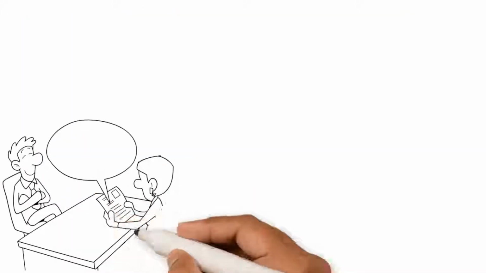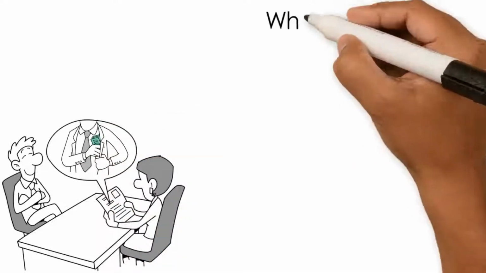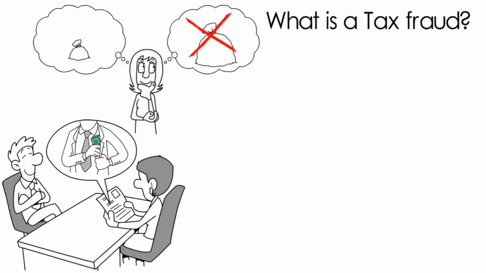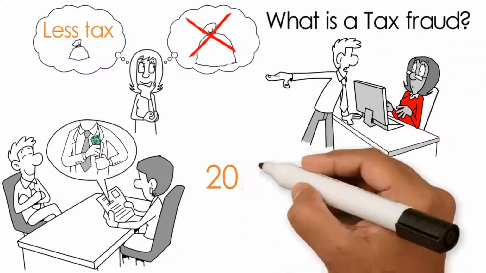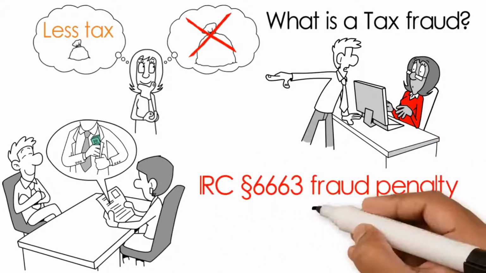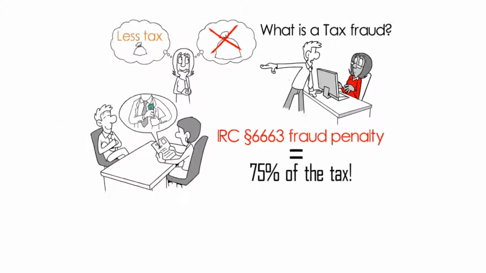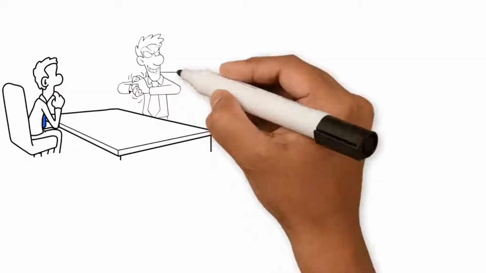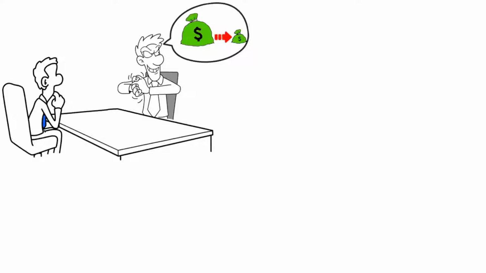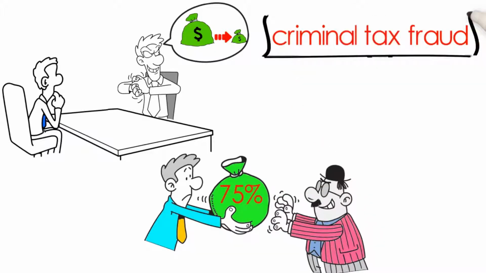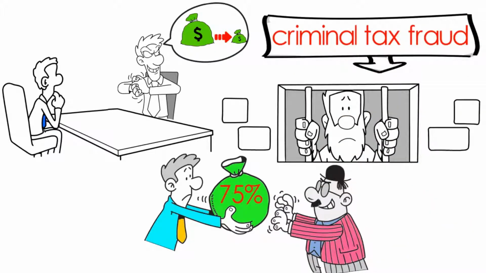There is also the possibility of fraud committed by the business client. A person commits tax fraud when he, she, or the business intentionally provides false information on a tax return in order to pay less tax. And for any person determined to be fraudulent, that 20% penalty is replaced with the IRC 6663 fraud penalty, which equals 75% of the tax. The earlier description defines civil tax fraud. But any conduct done willfully, which is different from intentionally, gives rise to the commission of criminal tax fraud. By the way, aside from the 75% penalty, criminal fraud is often rewarded with time in prison.